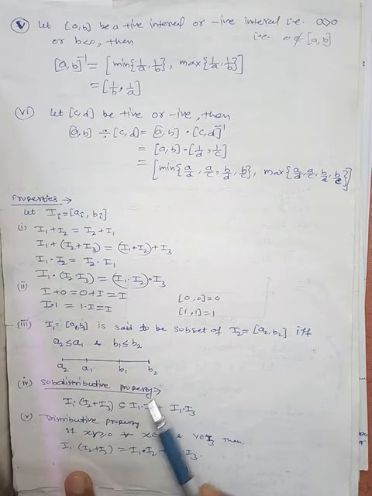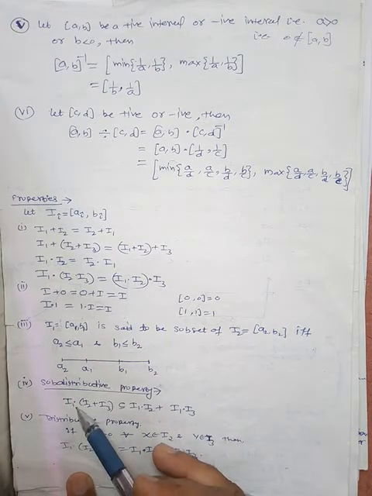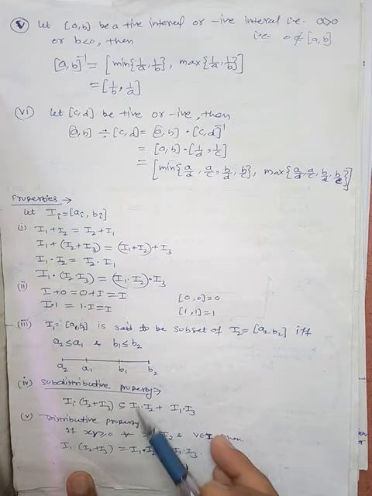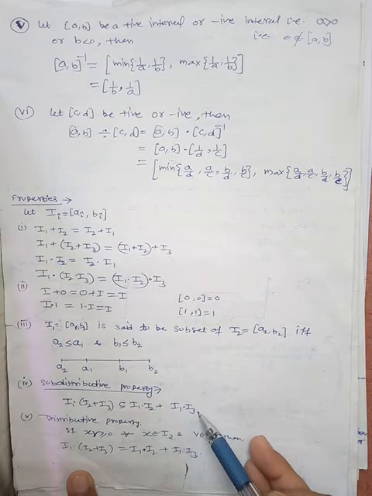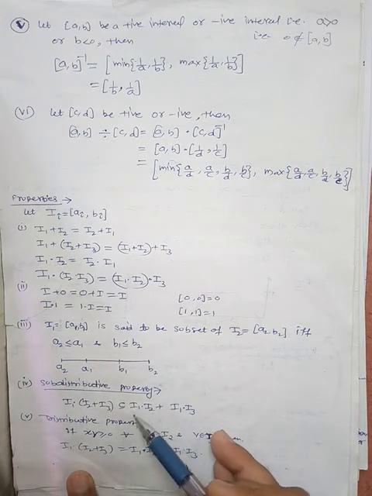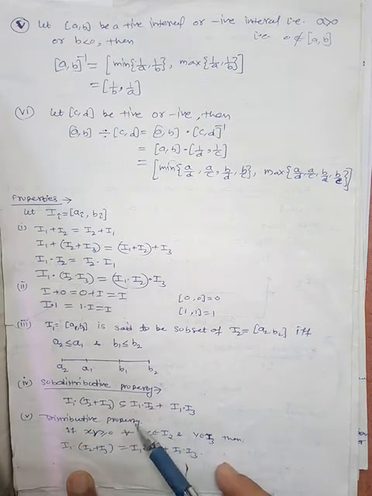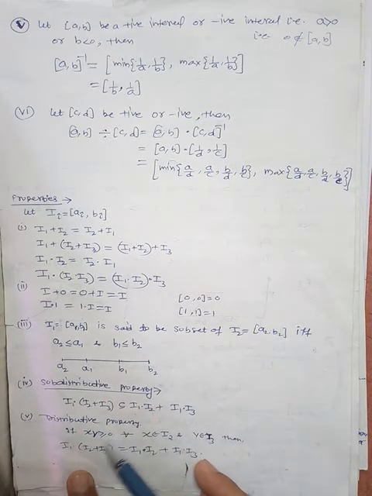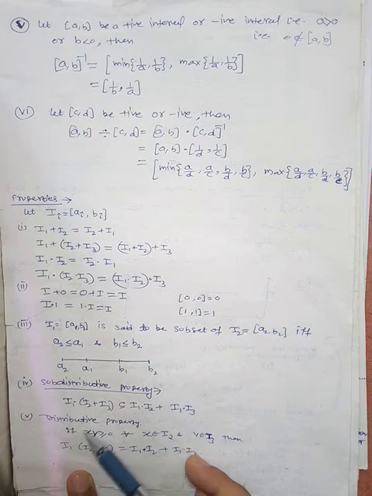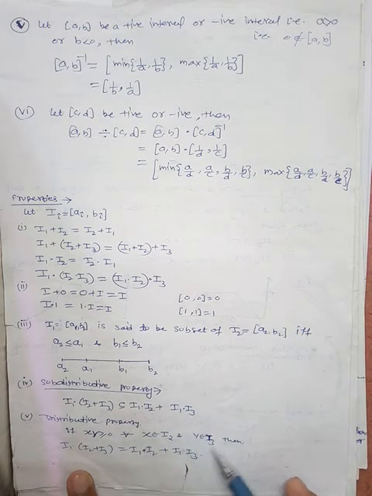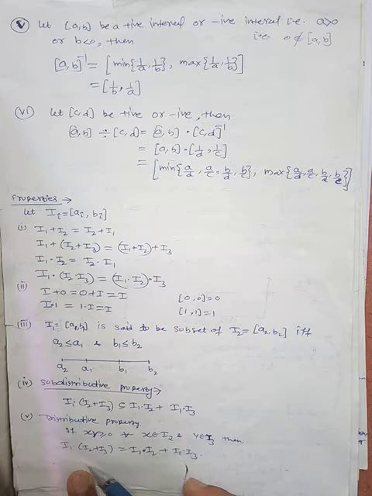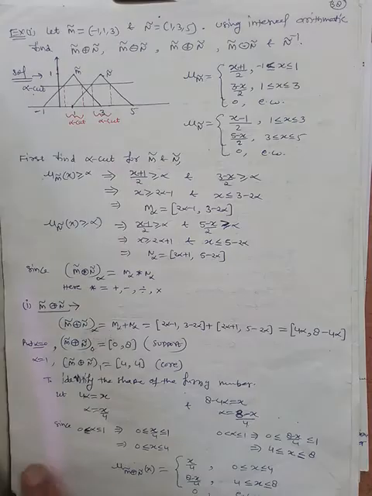Now the subdistributive property. Subdistributive means I1 dot (I2 plus I3) is a subset of I1 dot I2 plus I1 dot I3. If this were equal, then it would be the distributive property, but here it is subdistributive, which means a subset. Distributive property: if xy is greater than or equal to 0, that means either both are positive or both are negative, for all x belonging to I2 and y belonging to I3, then I1 dot (I2 plus I3) is equal to I1 dot I2 plus I1 dot I3. So this is the distributive property. Fine, so now we will take the example.